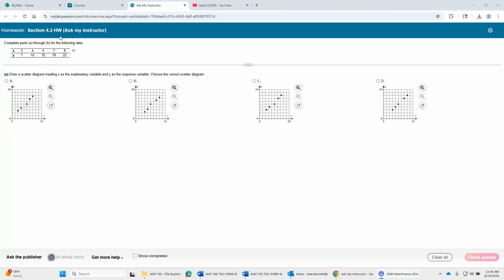I guess you're in section 4.2. Looks like this is question number 4. You've got 1, 2, 3, 4, 5 ordered pairs. I want you to first of all draw a scatter diagram. So that's just plotting these points, 3, 7. So you count over 3 and up 7. Now it looks like the scale might be counting by 3s here, might be counting by 1s here.